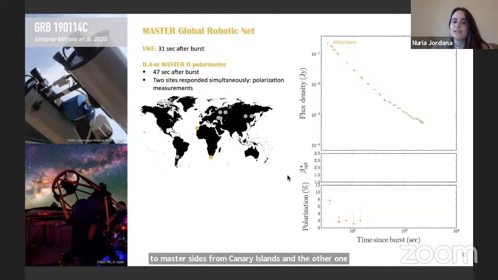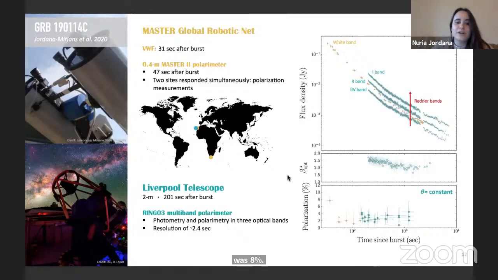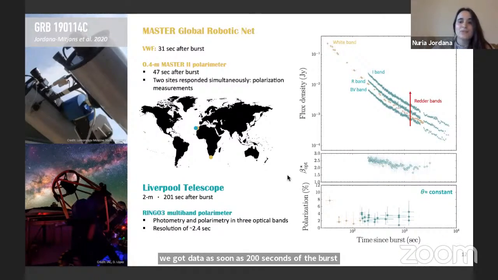As you can see here, the polarization was 8%, and then it suddenly dropped to 2%. With the data from the Liverpool Telescope, we got data as soon as 200 seconds after the burst, and it was nice too because we got data in 3 optical bands. What the data showed is a flattening in the optical light curve, and also a constant 2% in polarization. Additionally, you can see in the middle panel the optical photon index. The optical photon index is basically the slope of the 3-point band spectrum, so it can tell you about the synchrotron spectrum in this case.